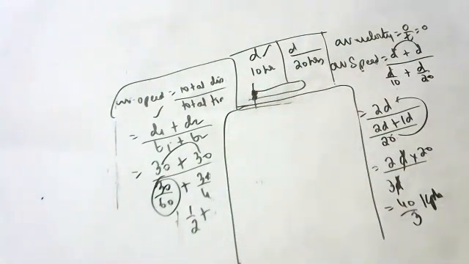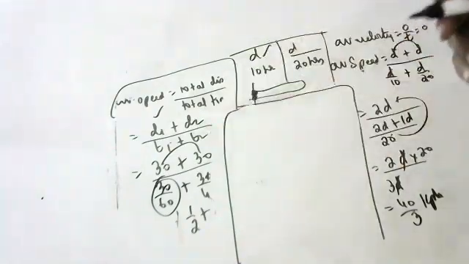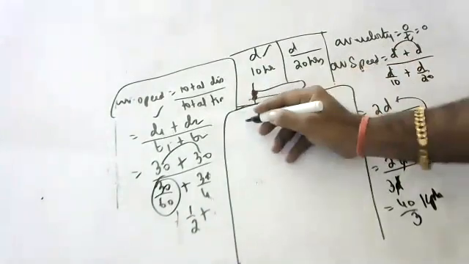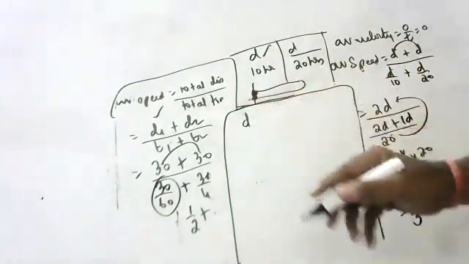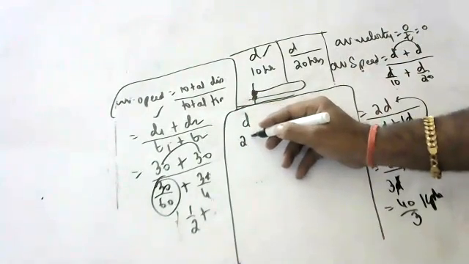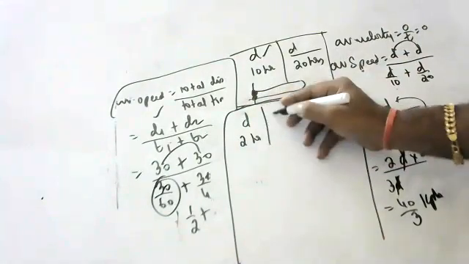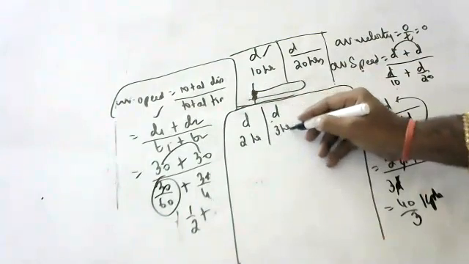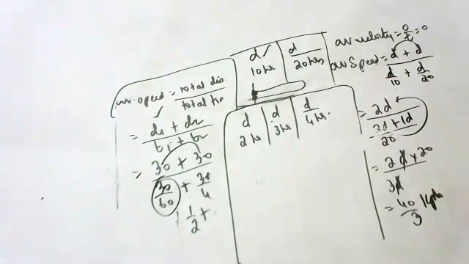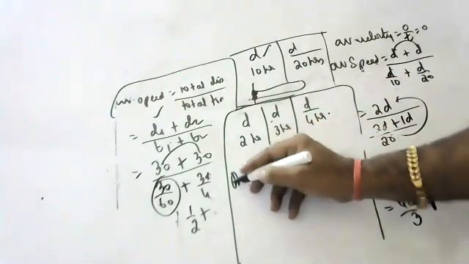Varsha, are you there? Yes, sir. A body is traveling a certain distance within 2 hours, and the same distance next in 3 hours, and the same distance next in 4 hours. What is the average speed?